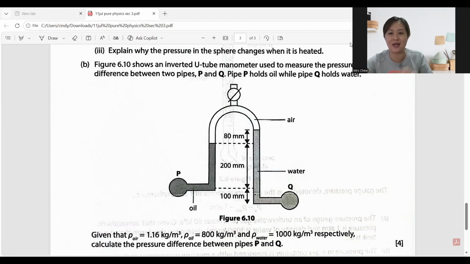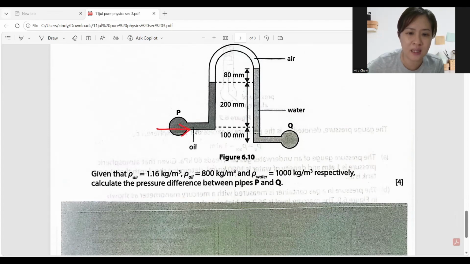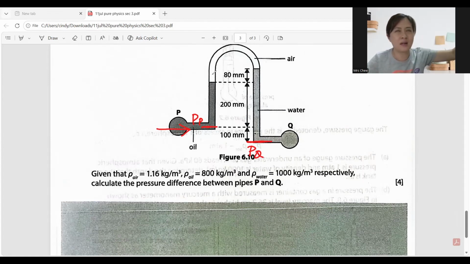It's actually the height. Now, we have to know that this point is the pressure of P. As you go up, the pressure gets lesser and lesser. Now, this point is the pressure of Q. So let's take a common level so that we can equate this pressure to this pressure. Then we can calculate the pressure difference between pressure of P minus pressure of Q.